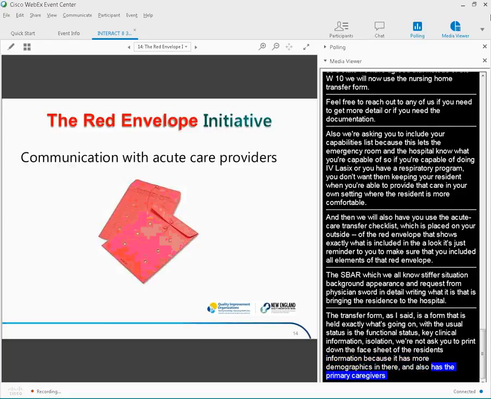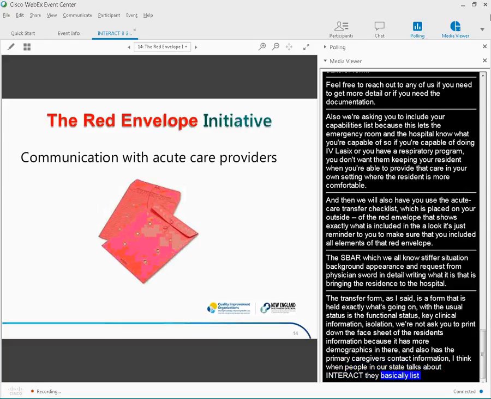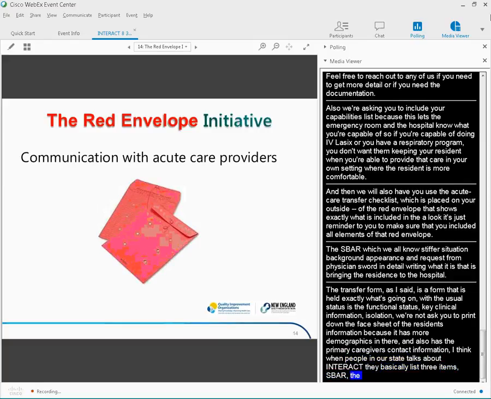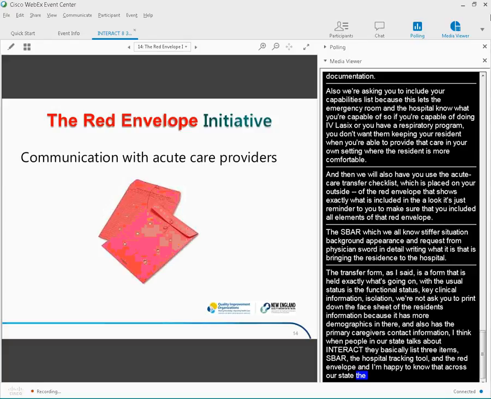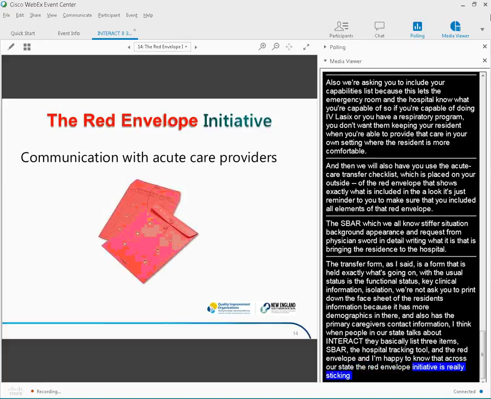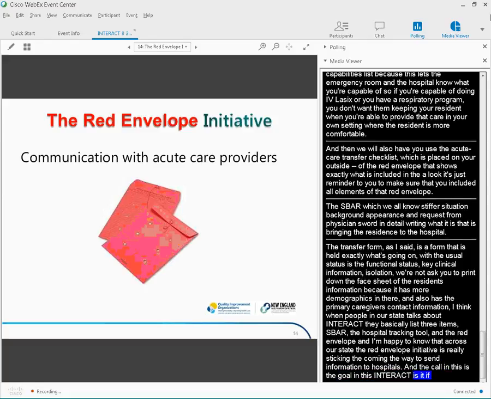So I think when people in our state talk about INTERACT, they basically list 3 items: SBAR, the hospital tracking tool, and the red envelope. And I'm very happy to know that across our state, the red envelope initiative is really sticking. It's becoming the way to send information to hospitals. And our goal in this INTERACT work that we're doing is that if nothing else sticks, the SBAR sticks, and then the red envelope. We want to make that a standard across our state.